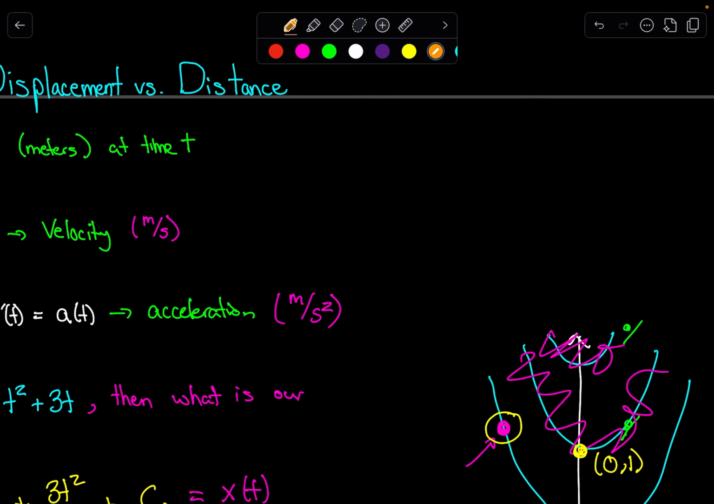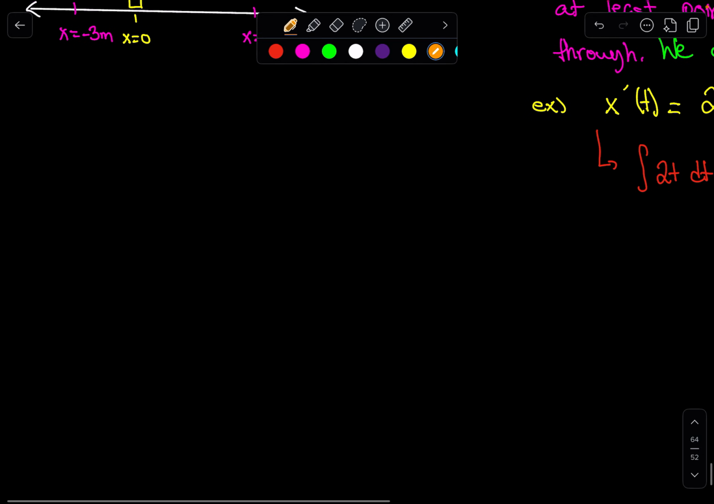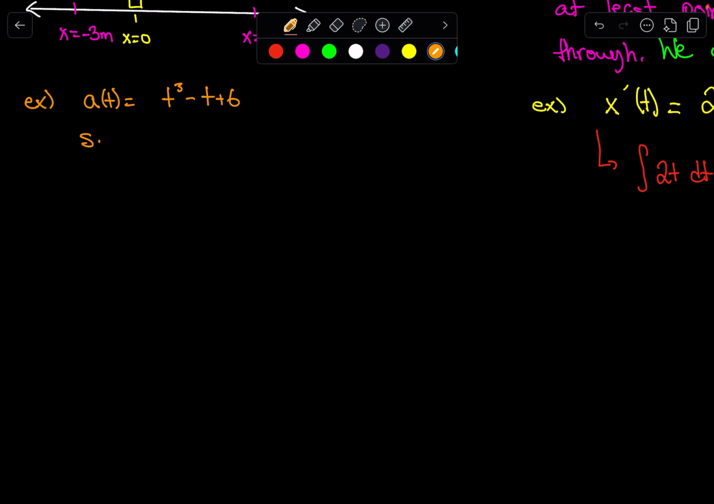So for instance, I'm not going to do the fully worked one out of this because I think it may be on your homework, and I want you all to take a stab at it. But let's say I give you that a of t is equal to t cubed minus t plus 6, and I want you to solve for the position function x of t. Well, how many integrals are we going to have to do? We're going to need to take a pit stop at v of t, our velocity.